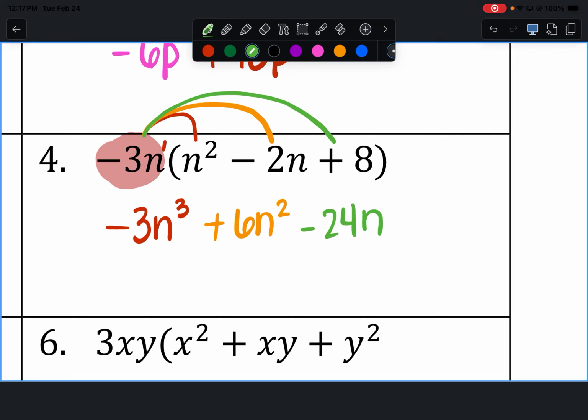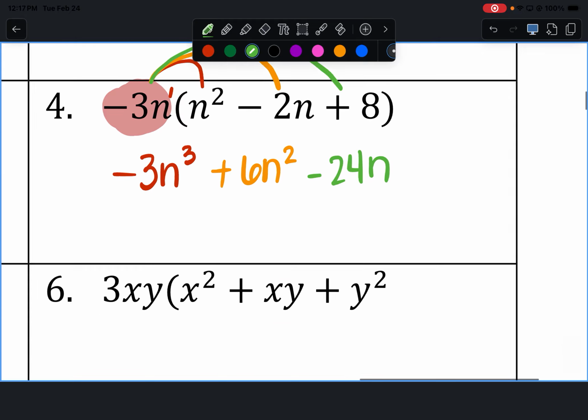And is that in standard form? All right. Now we're going to go ahead and look at number 6. So 6 is slightly different because 6 has 2 variables in it. Whenever you multiply with 2 variables, standard form goes alphabetical order with biggest exponent first. Whenever you write one term with 2 variables, it's still alphabetical order. So we will always write the x term then the y term.